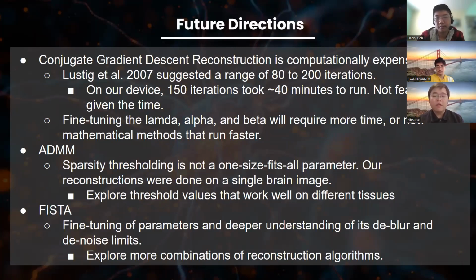And so for FISTA, it's really a trade-off between the ability to deblur and denoise and the speed. So we can run around 3,000 iterations within just 3 minutes, but the deblurring and denoising is really not as good as with the ADMM algorithm. So we want to tune the parameters to see if we can push the limits of this algorithm, and we want to explore more combinations of reconstruction algorithms we can build upon.